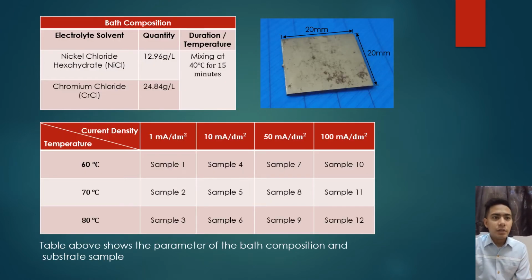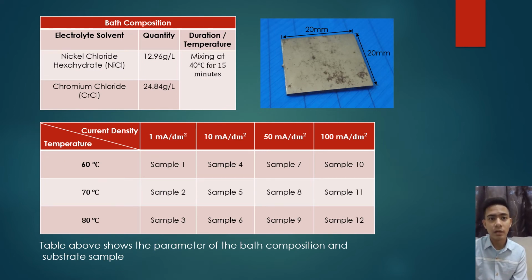For this section, the table above shows the parameters of the bath composition and also the substrate sample. The upper table shows the bath composition that I used, which is nickel chloride hexahydrate and also chromium chloride, mixed at 40 degrees Celsius for 15 minutes.